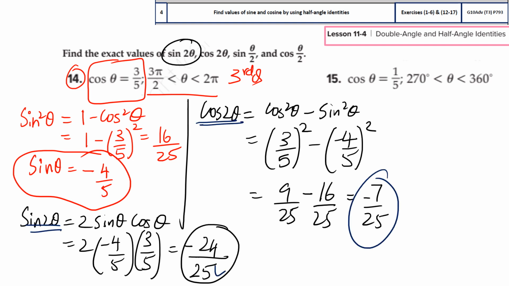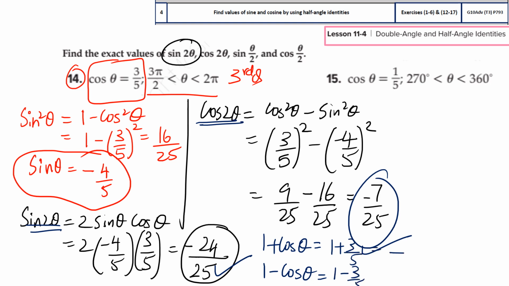Sine 2 theta done, cos 2 theta done. We are left with half angle, so we will first calculate 1 plus cos theta and then 1 minus cos theta. Okay, cos is this, so 1 plus 3 by 5, 1 minus 3 by 5. Take LCM, so 5 plus 3, 8 by 5, and this one is 2 by 5. Let's put it in the formula.